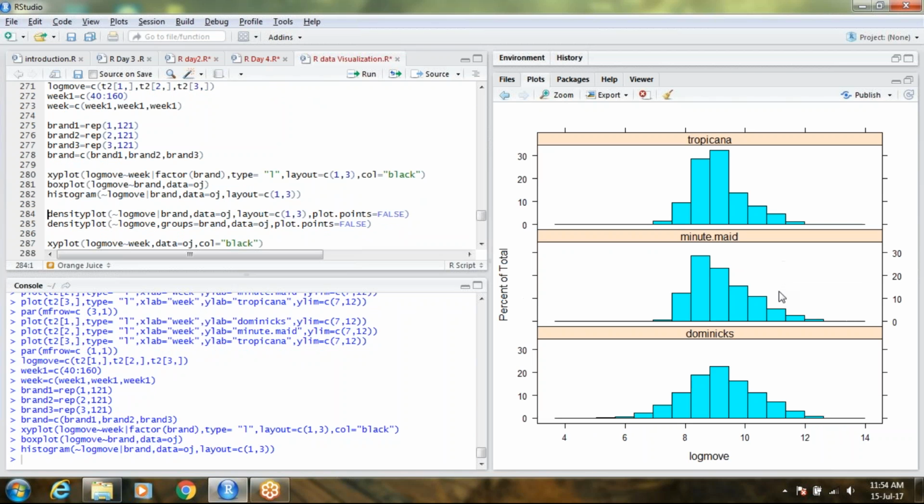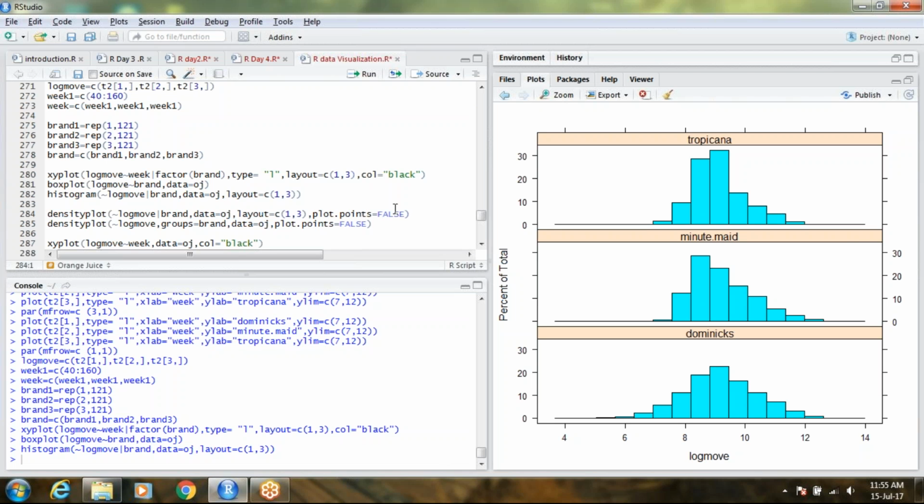Let's make a histogram of this and then understand. So as you can see, Dominic is more like a normally distributed one. This is more skewed, and this is also a bit more skewed. So this shows the distribution of all three categories or brands under different log move values aggregated.